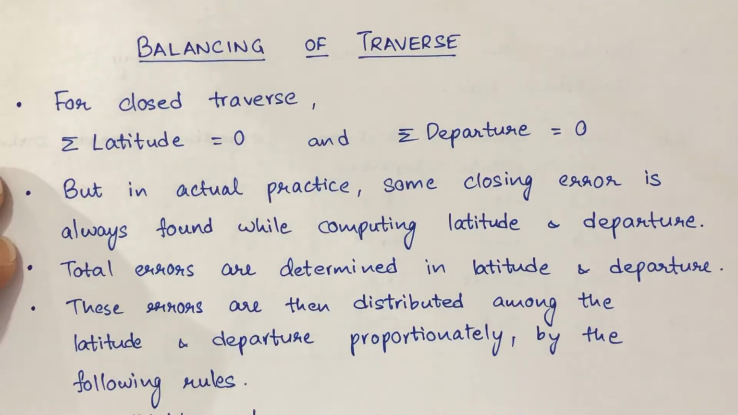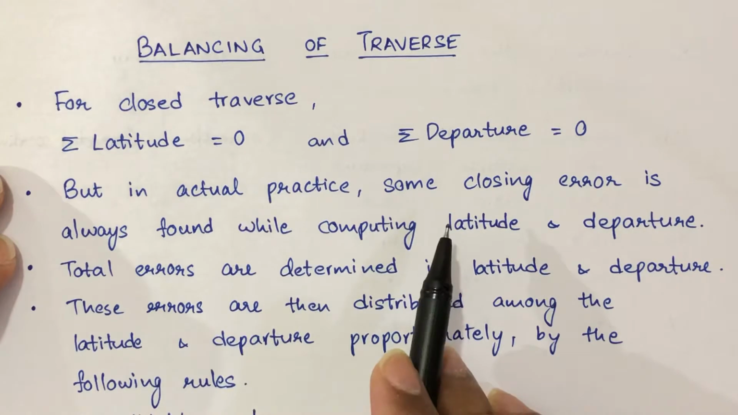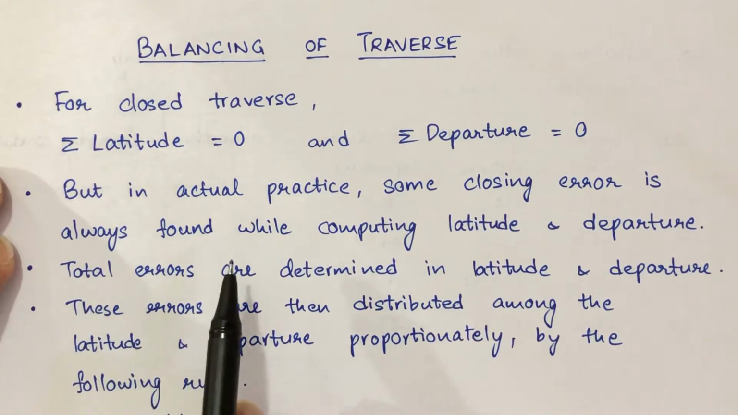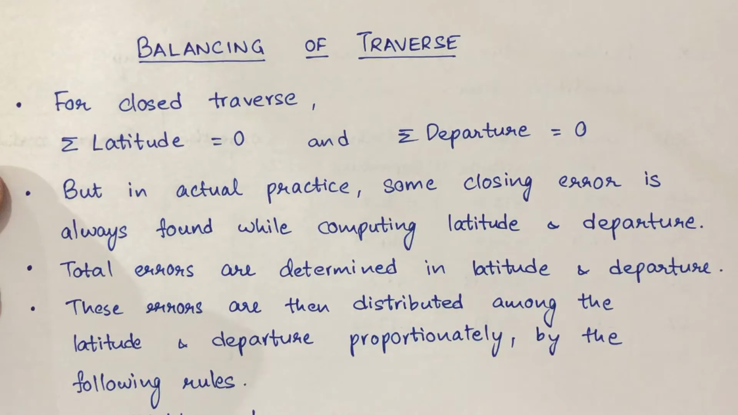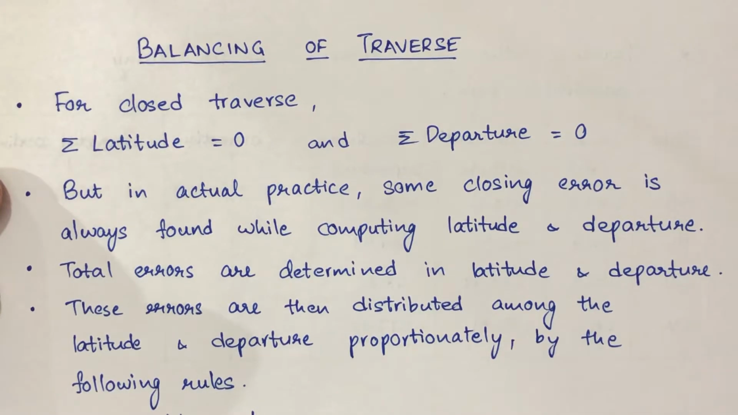Balancing of the traverse. Now we know that for a closed traverse, summation of latitude is equal to 0 and summation of departure is also equal to 0. But in actual practice, some closing error is always found while computing latitude and departure. Total errors are determined in latitude and departure. These errors are then distributed among the latitude and departure proportionately by the following rules. We will see how to balance the traverse with the following rules.